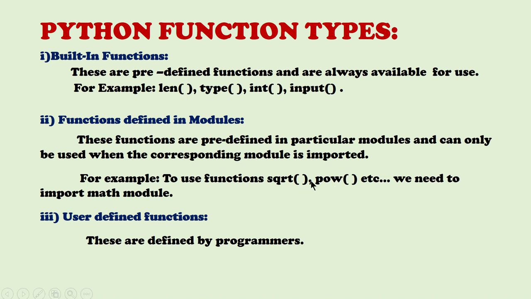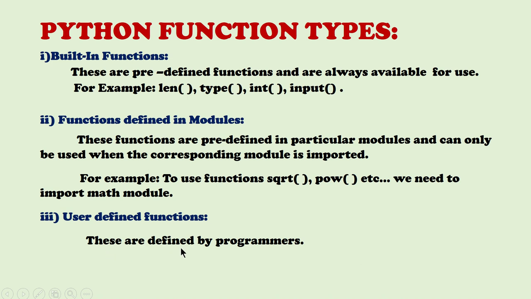To use these functions, we have to import the math module. You have to write the statement import math. Only after writing that statement will you be able to use the functions, and they should be called with the math module, that is math.sqrt, math.pow. The functions that have been defined in a particular module which needs to be imported are called functions defined in modules. And then the third one is user defined functions.